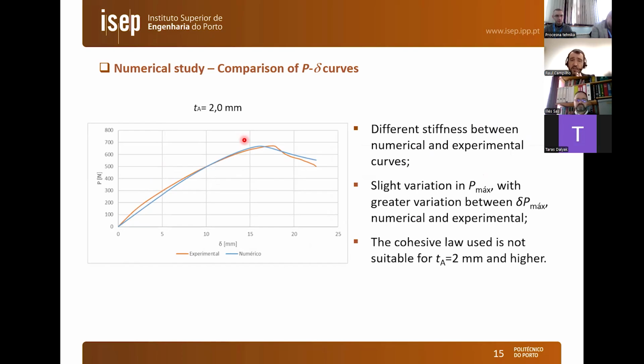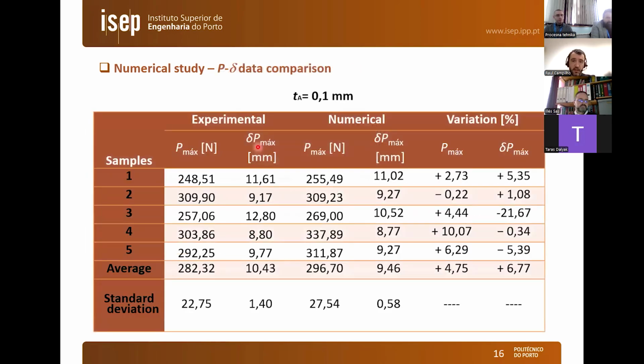In this case, there is a slight variation in the Pmax, in the maximum load, and a higher deviation in the displacement corresponding to the maximum load, which leads us to believe that this triangular law becomes less suitable as we increase the adhesive thickness to higher values.